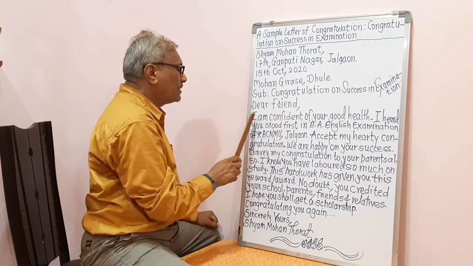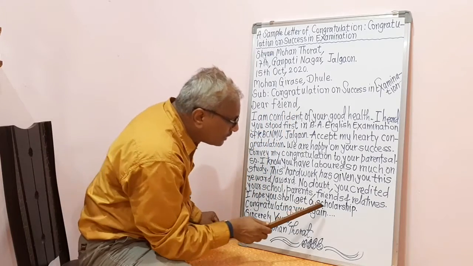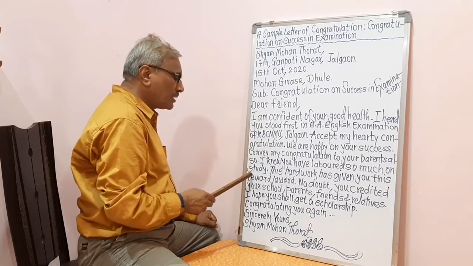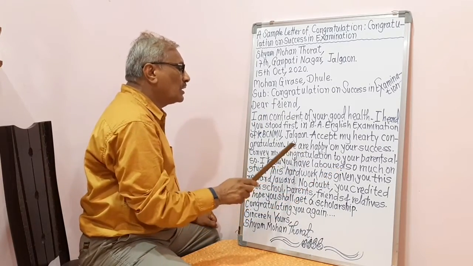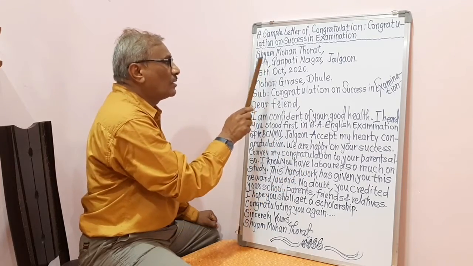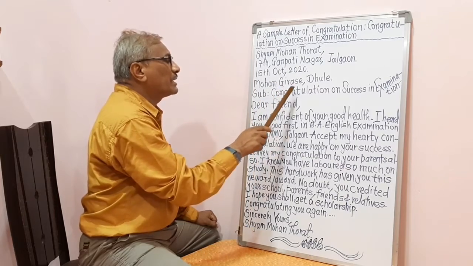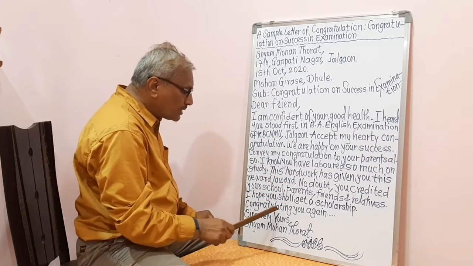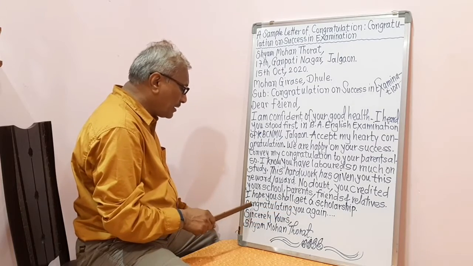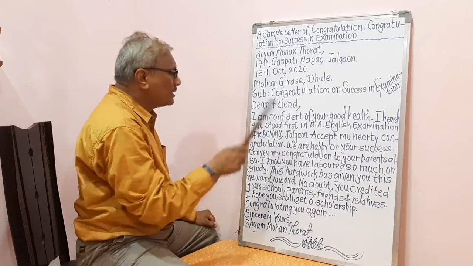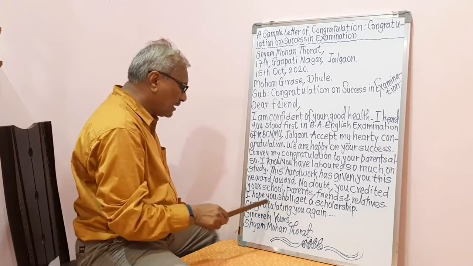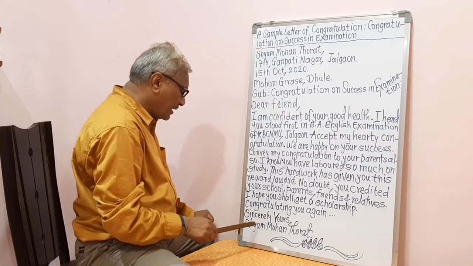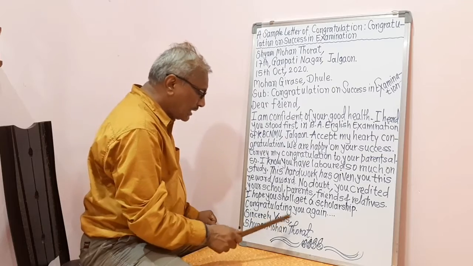Then from I am confident to the scholarship, this is the part which shows the body of the letter. The body of the letter is the total description, the total information which Shyam Mohan Thorat wants to convey to his friend Mohan Girase Dhule. Then congratulating you again, this is the end part, where again he is congratulating him, and that's why this is the last part. And sincerely yours is again the end, and Shyam Mohan Thorat is the signature or the name of this gentleman.